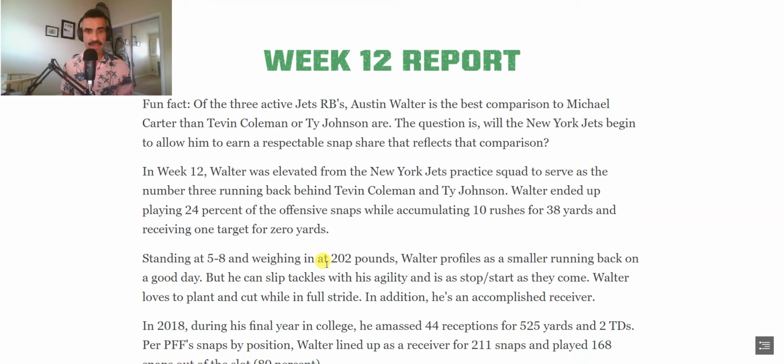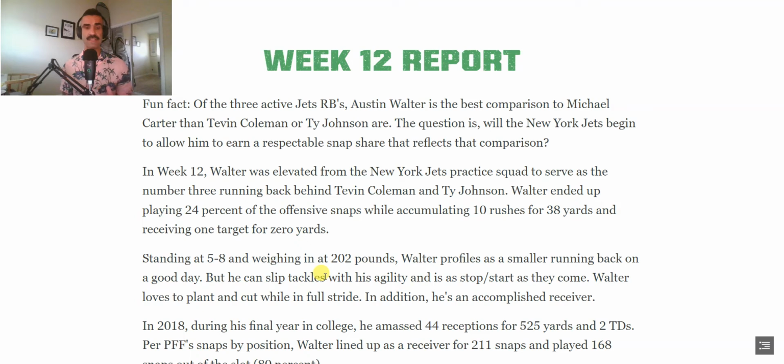Fun fact, of the three active Jets running backs, Austin Walter is a better comparison to Michael Carter than Tevin Coleman or Ty Johnson are. The question is, will the New York Jets begin to allow him to earn a respectable snap share that reflects that comparison? In Week 12, Walter was elevated from the New York Jets practice squad to serve as the number 3 running back behind Tevin Coleman and Ty Johnson. He ended up with 10 rushes for 38 yards, playing 24% of the offensive snaps. He also received 1 target for 0 yards. Zach Wilson threw it way over his head. Super easy. With Zach Wilson really disappointing this year.